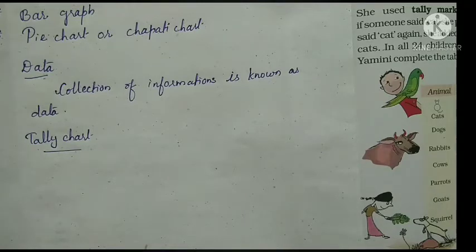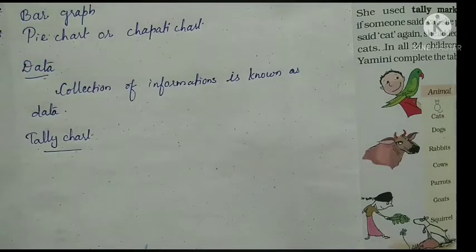This is the easiest way to find out the details very clearly. That means we get the information very fast. So these representations are more effective than written aspects, because we are representing some data in a picture manner. We can identify the data very easily. Okay, here the tally chart.